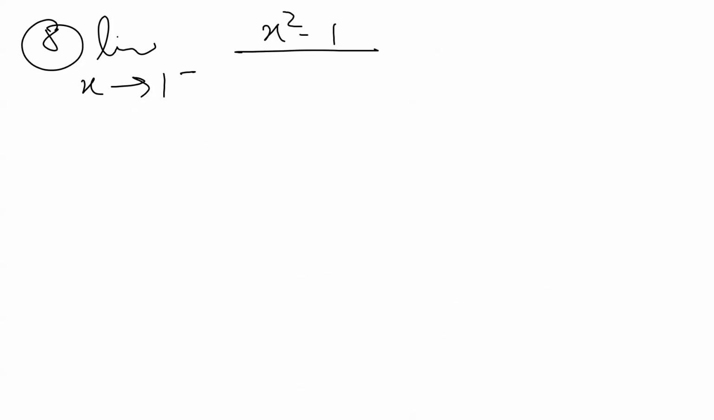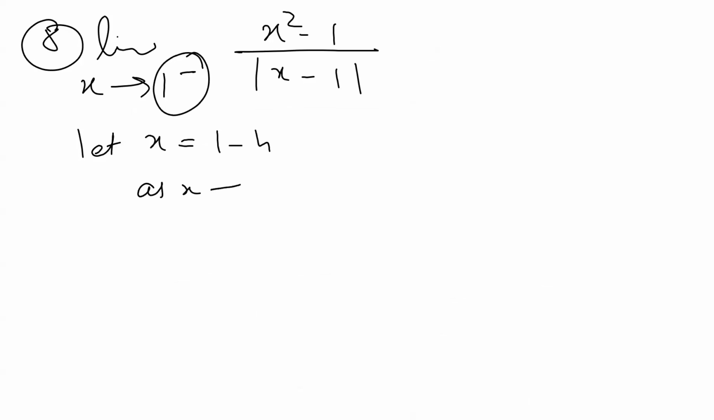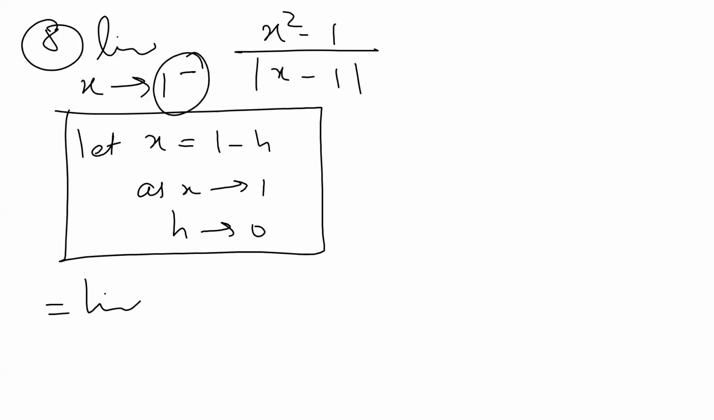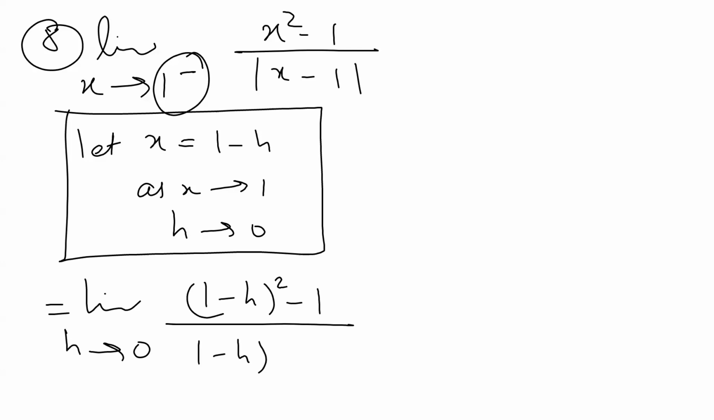Let's go to question number 8. Limit x approaches 1 minus, x square minus 1 over modulus of x minus 1. This is LHL because they have mentioned 1 minus. Let x is equal to 1 minus h. As x approaches 1, h will approach 0. So limit h approaches 0, (1 minus h) the whole square minus 1 over modulus of (1 minus h minus 1). Now we have to simplify this.